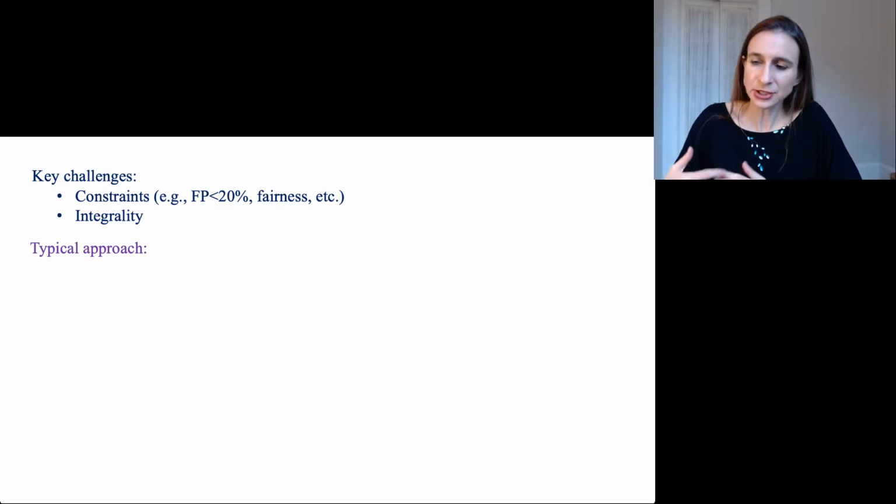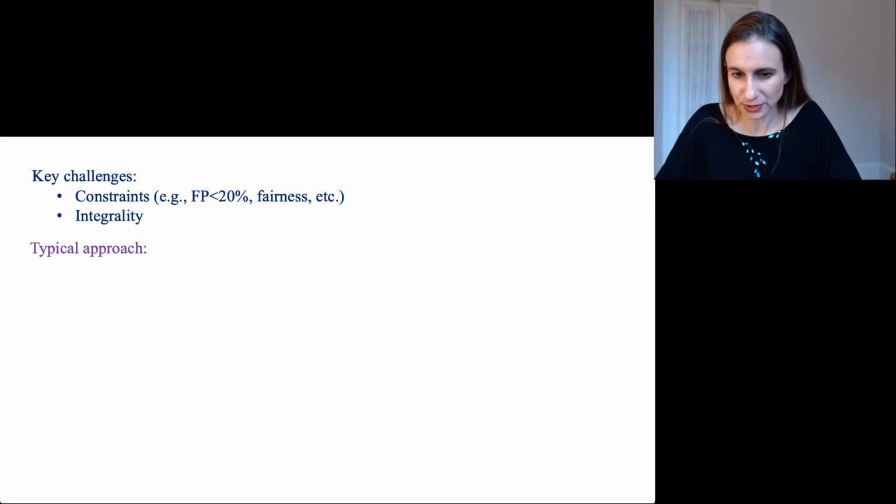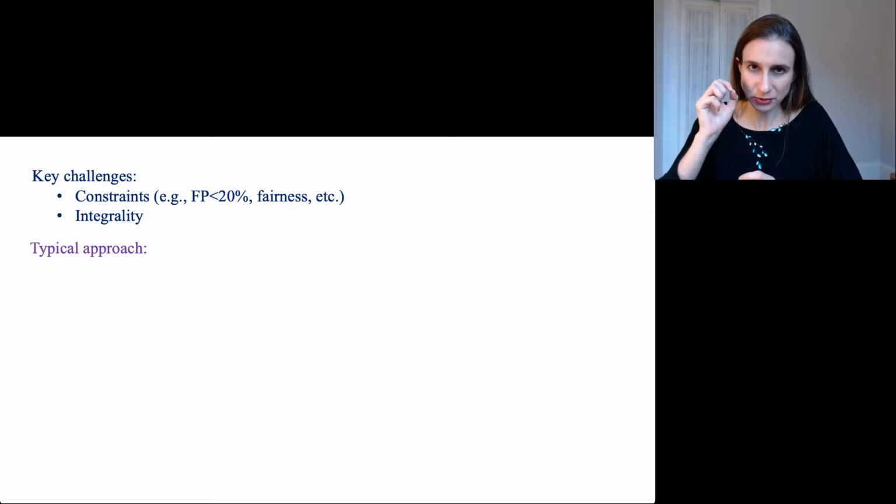Now, the key challenges in designing these risk scores are that people might want to add constraints to them. For instance, if you want to make sure that your medical scoring system doesn't have more than a 20% false positive rate, then you have to put that extra constraint in there. And also, if you want to make sure that your scoring system is fair to certain groups and so on, you want to be able to build that in. And as well, because you want the scores to be integers, you have to build that into the design of the risk score.